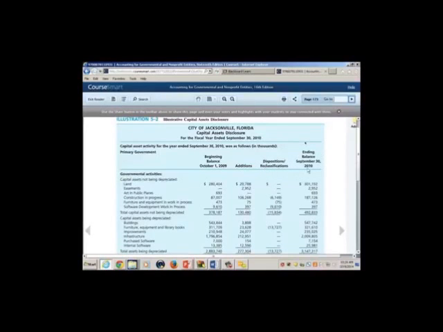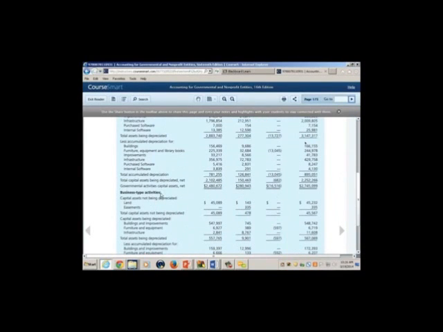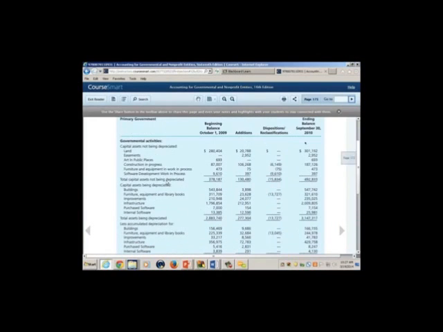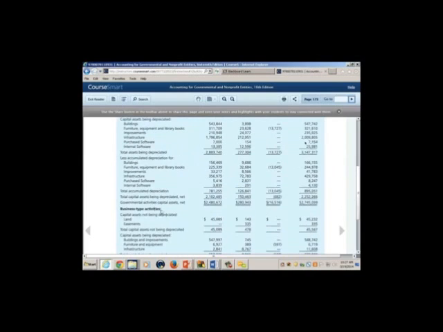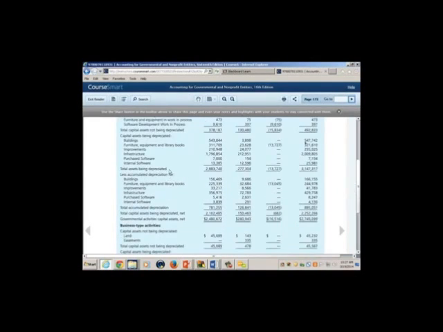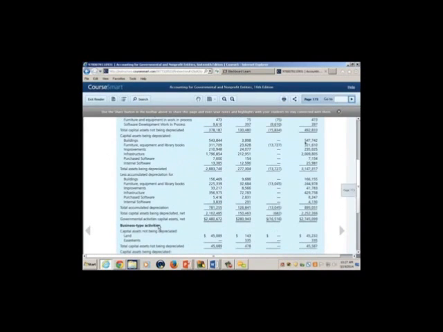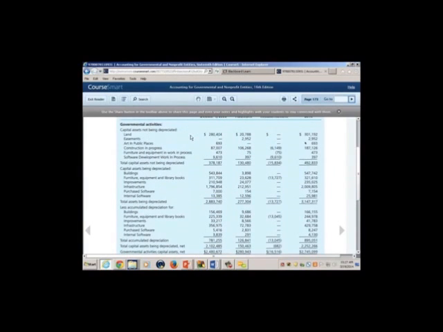Next, look at how it's divided: governmental activities and business type activities. Everybody got that? Next, capital assets that are not being depreciated are separated from capital assets which are being depreciated, right? Next, accumulated depreciation is shown separately, a little different disclosure than what we are used to. The important thing is that you separate items which are being depreciated from items which are not being depreciated.